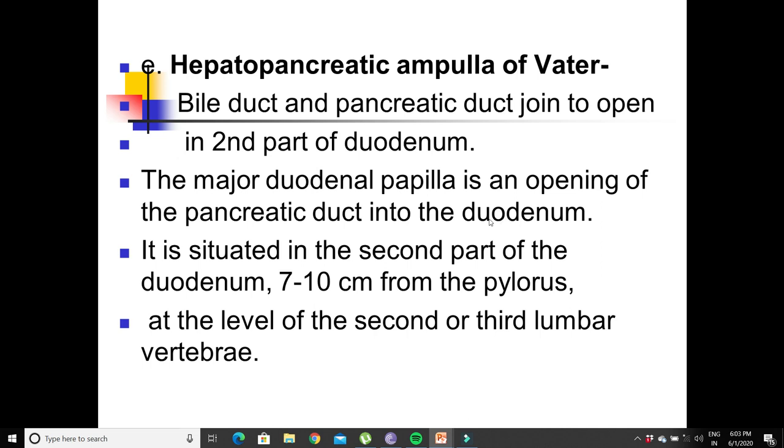It is the opening of the pancreatic duct into the duodenum, and it is situated in the second part of the duodenum, about 7 to 10 centimeters from the pylorus, or at the level of the second or third lumbar vertebrae. So this is the hepatopancreatic ampulla of Vater.